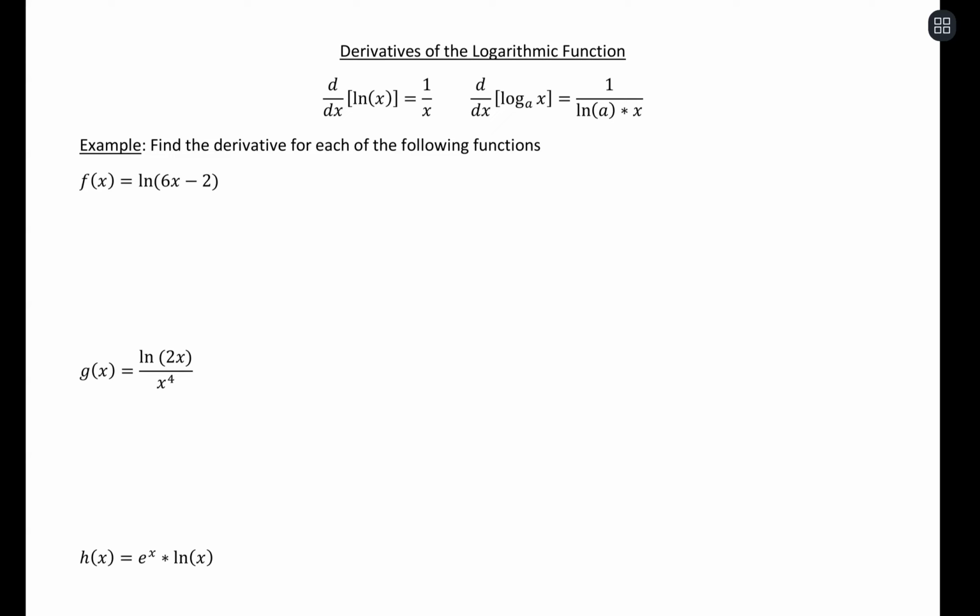All right, so let's take a look at logarithmic functions, both the natural log and a log with some base. Again, like I mentioned in the exponential functions video, make sure you watch the chain rule videos first, because we'll be using some chain rule in here.